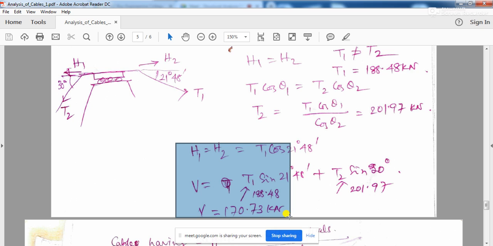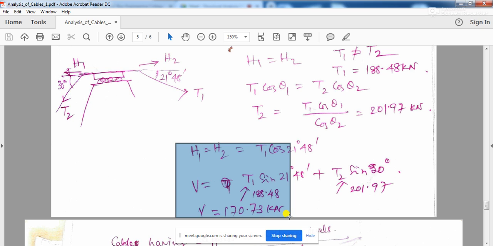So you understand now what is the difference between a cable passing over a frictionless pulley and a cable on a saddle fixed to a fixed saddle on top of a roller. Is it clear?